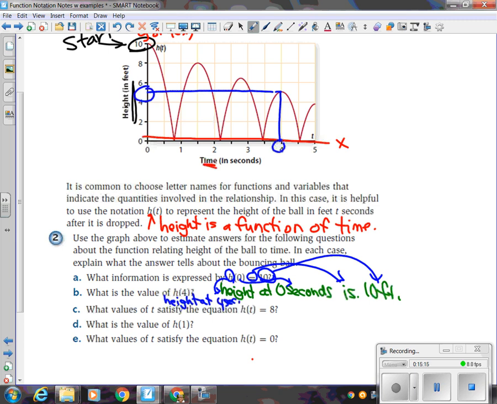Height would be what? Height at 4 seconds equals 5 feet. Does everybody see what I just did there? Okay. I'm making meaning. All right, what does this say? Let's read this one now.